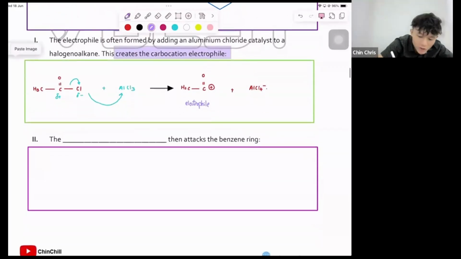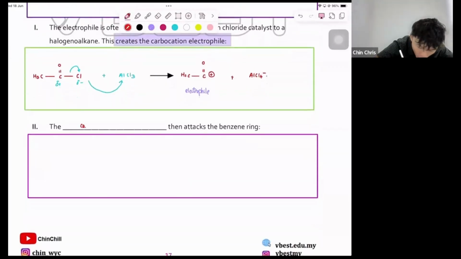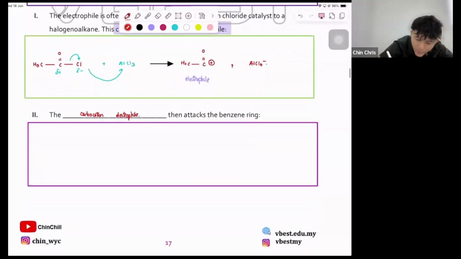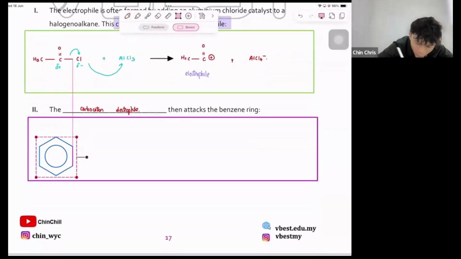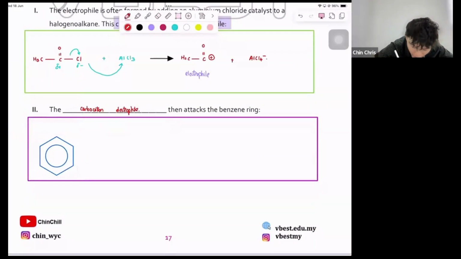All right, guys, next. Once you have your electrophile, the carbocation electrophile is going to attack the benzene ring. I want you guys to draw out the reaction. How does it look like?